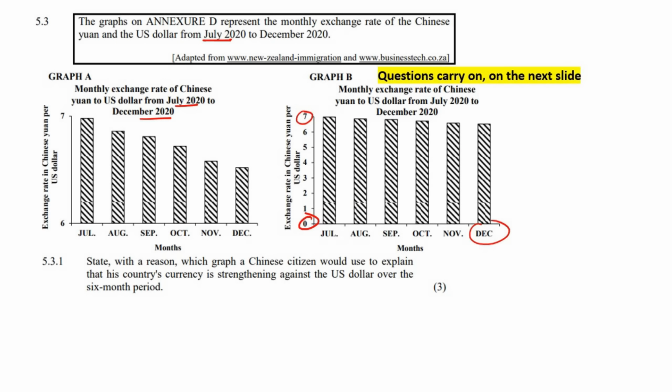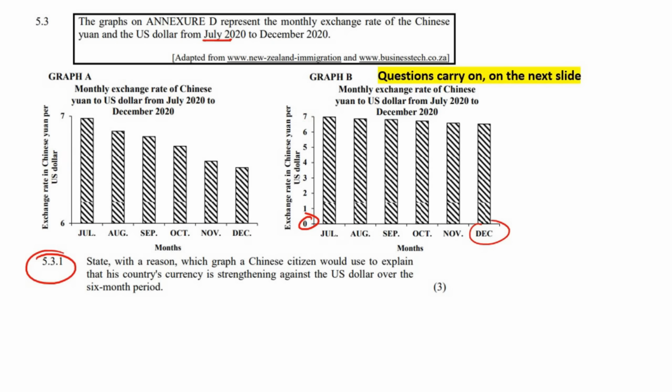Okay, so the first question says, state with a reason which graph a Chinese citizen would use to explain that his country's currency is strengthening against the US dollar over the 6-month period. Okay, so we have to understand carefully what's showing here. It says here exchange rate in the Chinese yuan per dollar. So what it means is how much Chinese currency do you need to buy 1 US dollar? Okay?